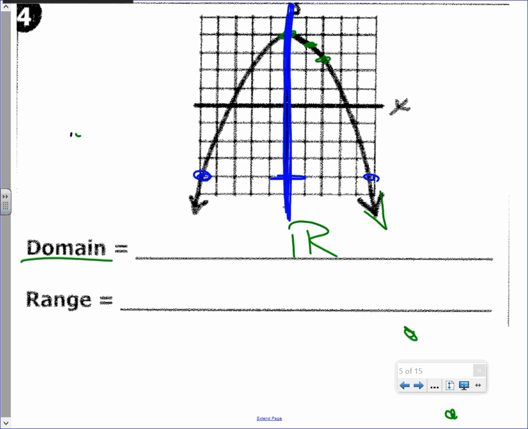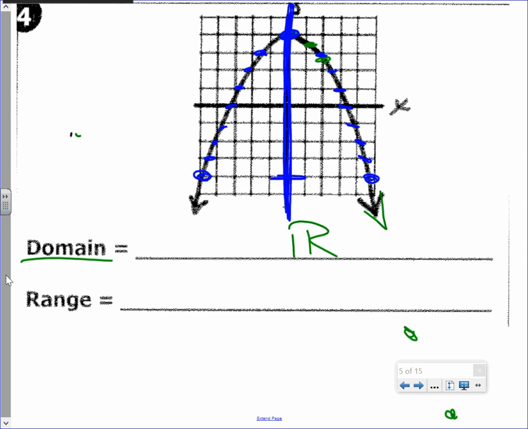Look at. Can y be negative 3? Yeah, right here and here. Y can be negative 2 here and here. Y can be negative 1 here and here. Y can be 0. Y can be 1. Y can be 2. Y can be 3. Y can be 4. Look at there.